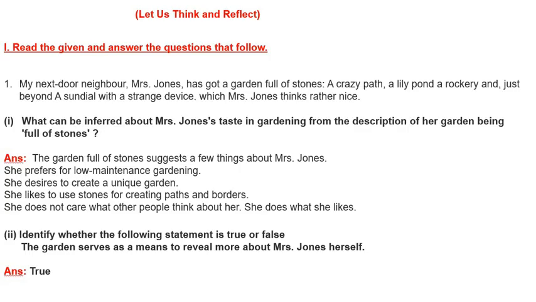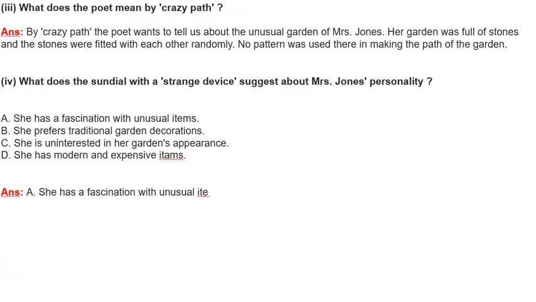Identify whether the following statement is true or false. The garden serves as a means to reveal more about Mrs. Jones herself. True. What does the poet mean by crazy path? By crazy path, the poet wants to tell us about the unusual garden of Mrs. Jones. Her garden was full of stones and the stones were fitted with each other randomly. No pattern was used there in making the path of the garden.